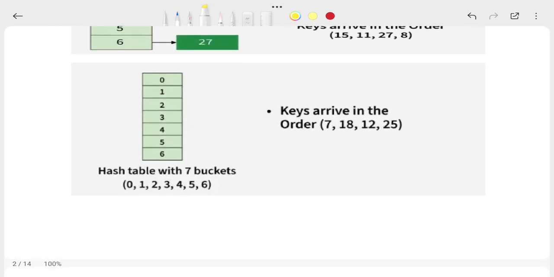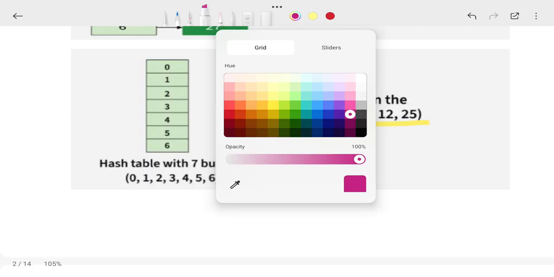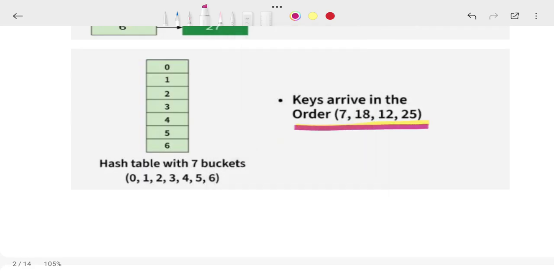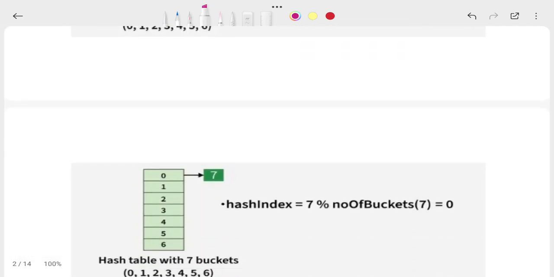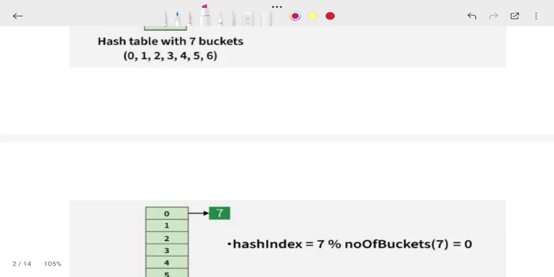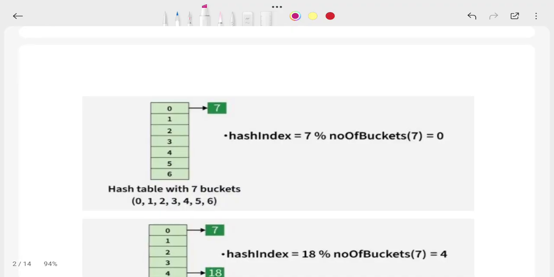Now see here, suppose we have another example. In this example, there are some keys: 7, 18, 12, 25. My modulo is 7, my hash table size is 7, my bucket count is 7. Now what will I do? At first, my first data is 7. If 7 is divided by 7, what is the remainder? The remainder is 0. So at 0 I place 7.